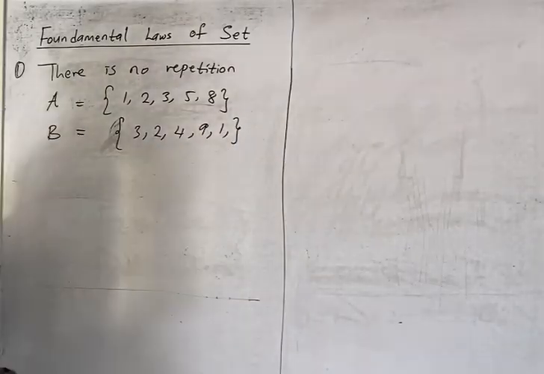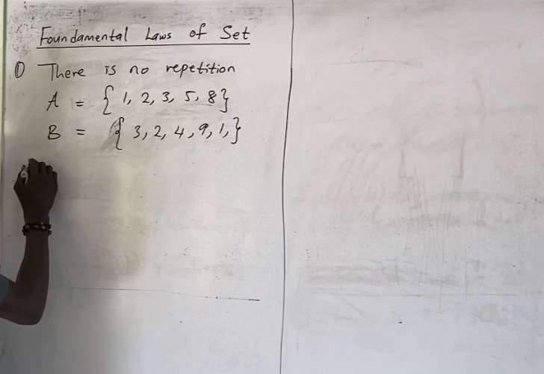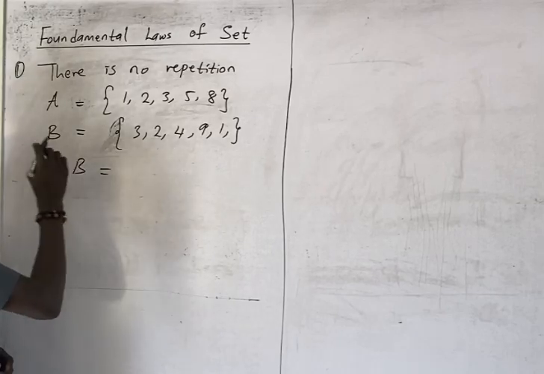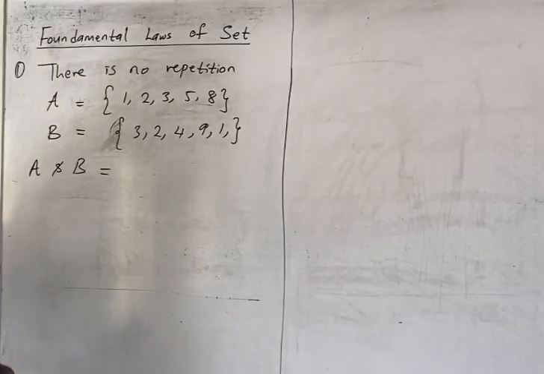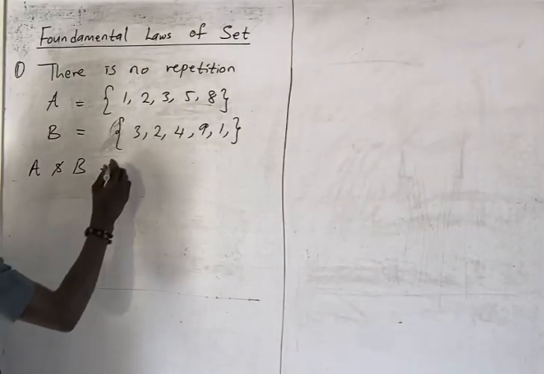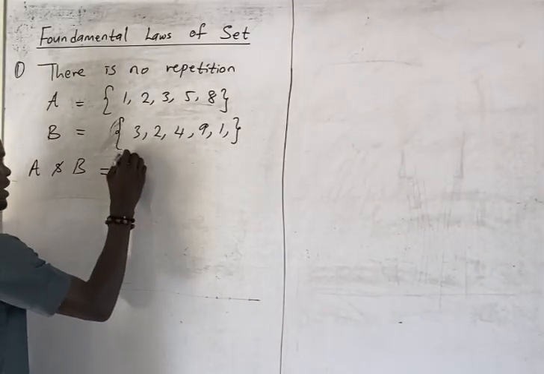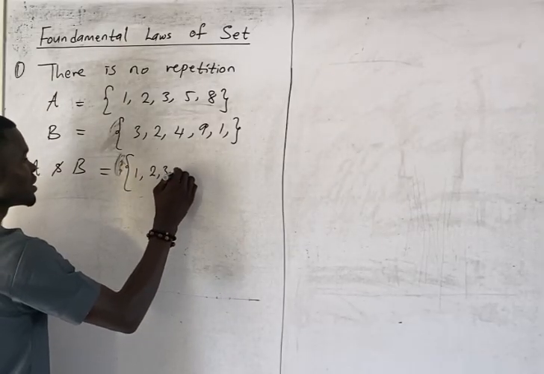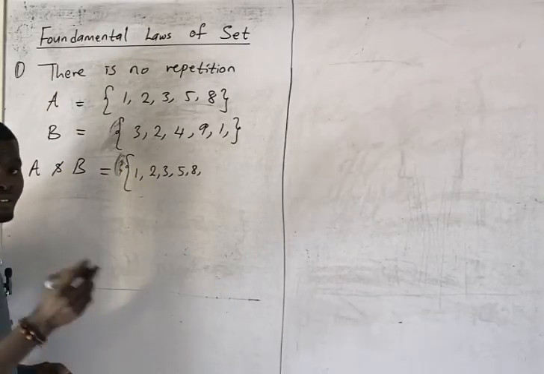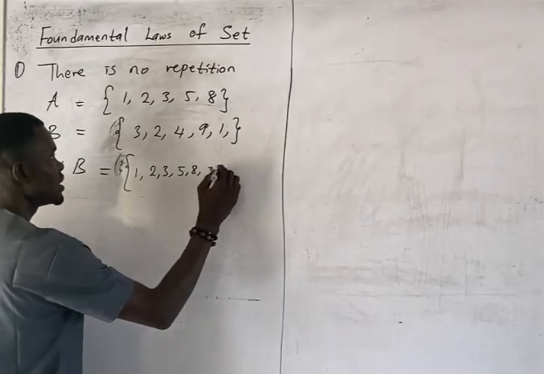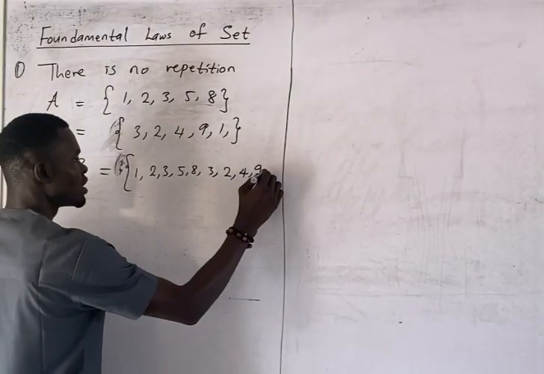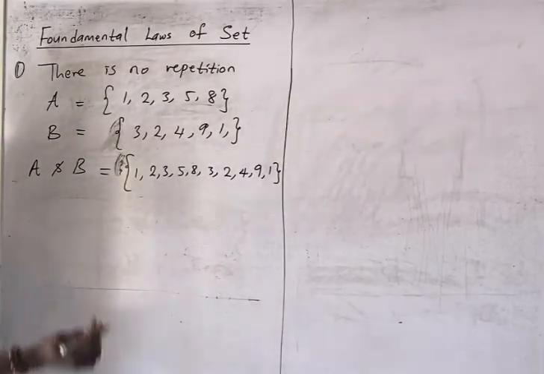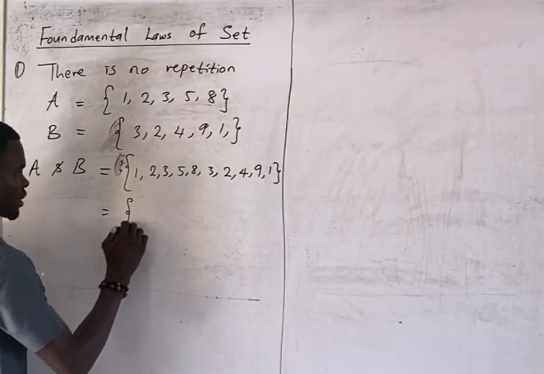Okay, so if somebody asks us to write A and B together, set A and set B, some will write it like this. Let's say from set A, we have 1, 2, 3, 5, 8. And from set B, we have 3, 2, 4, 9, and 1. Now, to write this, to rearrange it, we can have this.